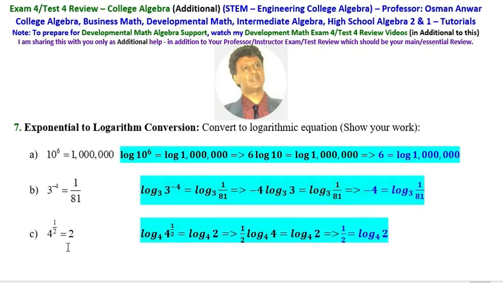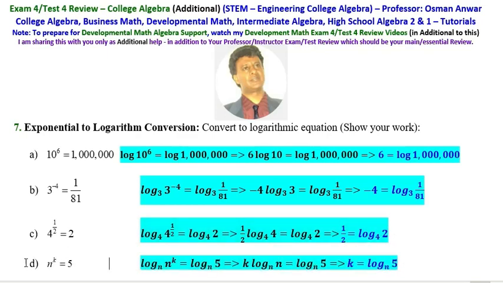4 to the half equals 2, the base is 4. Then take log base 4 of both sides. Log base 4 of 4 to the half equals log base 4 of 2. Bring the half down, that is half log base 4, 4 equals log base 4, 2. Log base 4, 4 is 1, that is half times 1, which is half, equals log base 4 of 2.